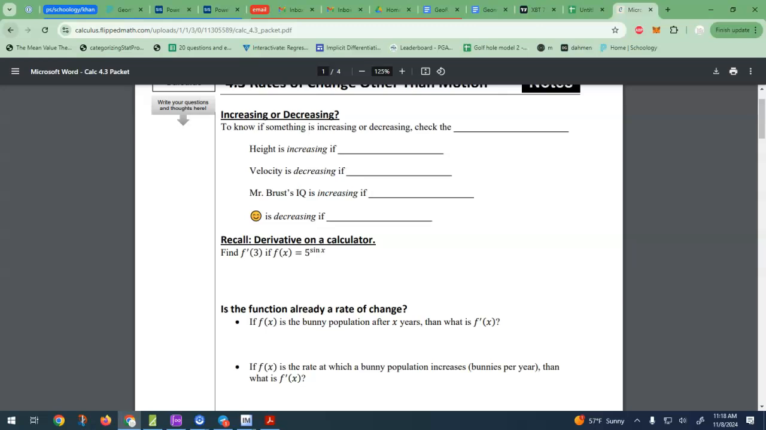So velocity would be decreasing. This one I can say if acceleration is negative, because the derivative of velocity is acceleration, right? If you put velocity derivative, that's still correct. IQ is increasing if, so this would be IQ prime greater than zero.